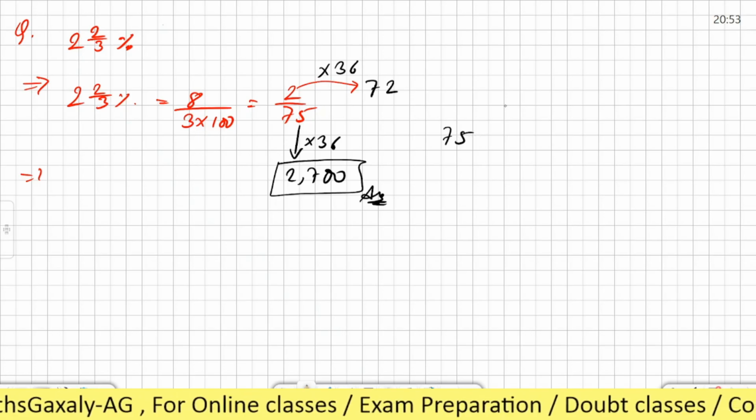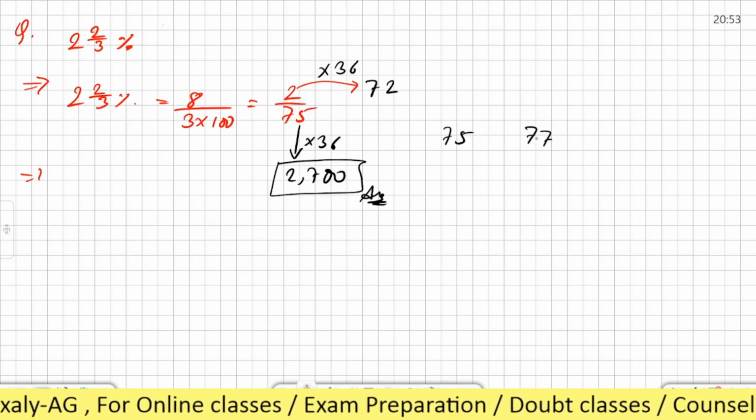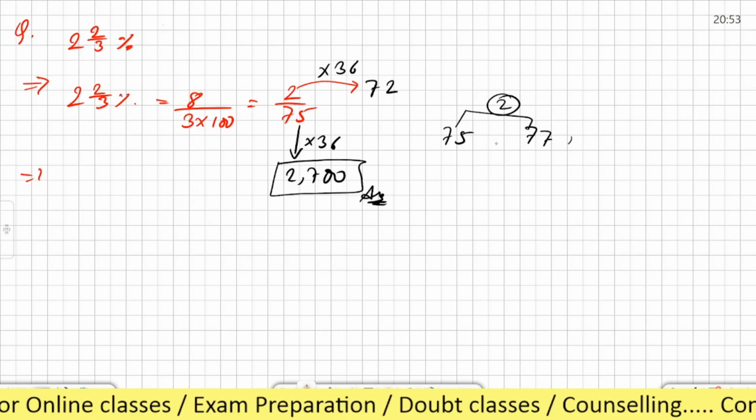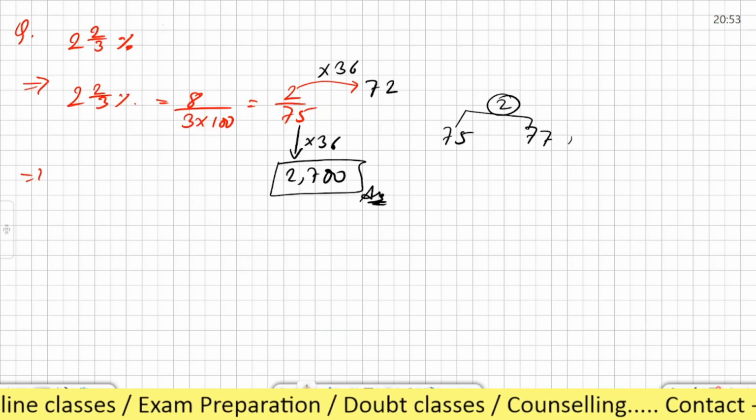Is it clear? If it will ask about the new salary, then what we will do? 75 is the original. Add the 2, 77 will be the new value. Okay. You can see the 2 is the increased value. Is it clear now?